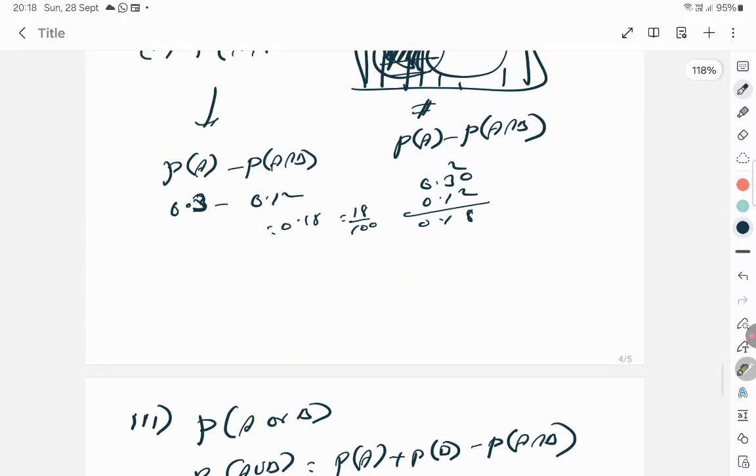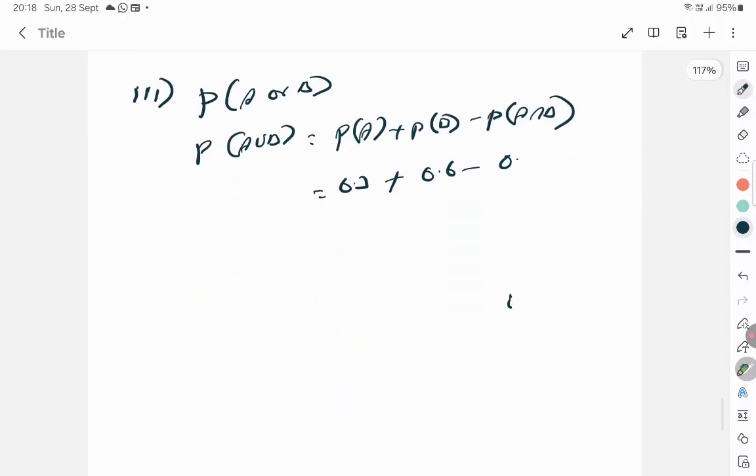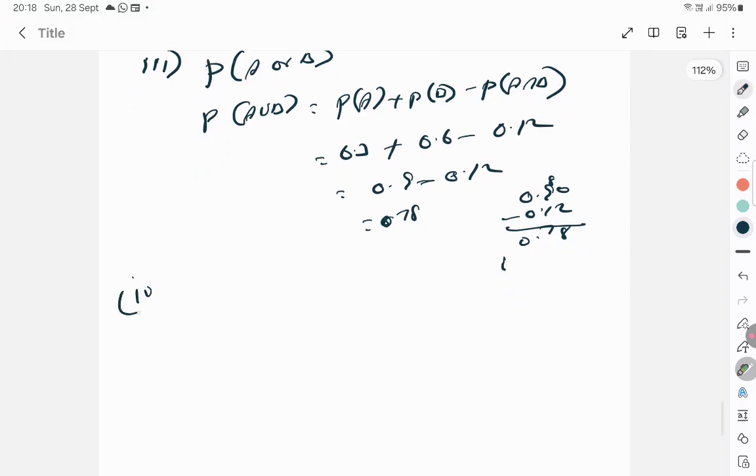What is P of A intersection B? It is 0.12. Substituted all the values, so this is 0.90 minus 0.12, and 0.78 will be the answer. I'm going to check if this answer is correct after finishing the fourth sum.